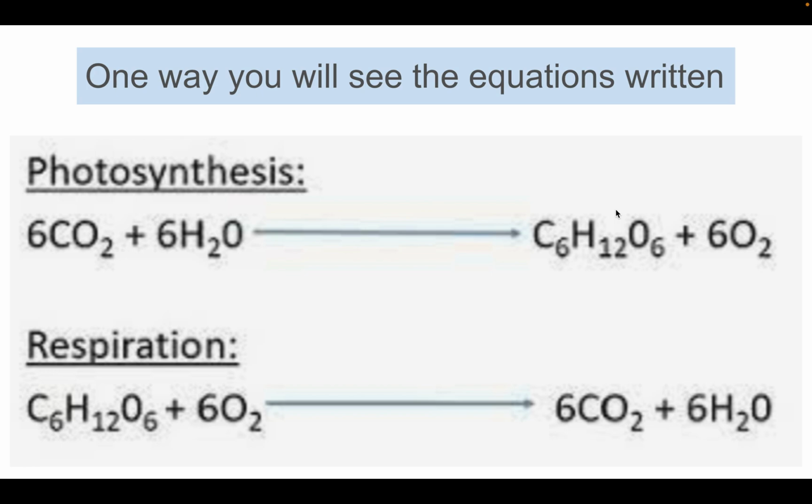You might see these equations written like this. This is literally just a screenshot from Google, because it's one of the most common ways you'd see this equation written. Photosynthesis, you start with 6 molecules of carbon dioxide, you add 6 molecules of water, and then this process is the process of photosynthesis. It needs light energy, and you get C6H12O6 and 6 oxygen molecules. Respiration, same thing, except reversed. You start with C6H12O6 and oxygen, and you end with CO2 and water. You should notice that these are reverses of each other, right?